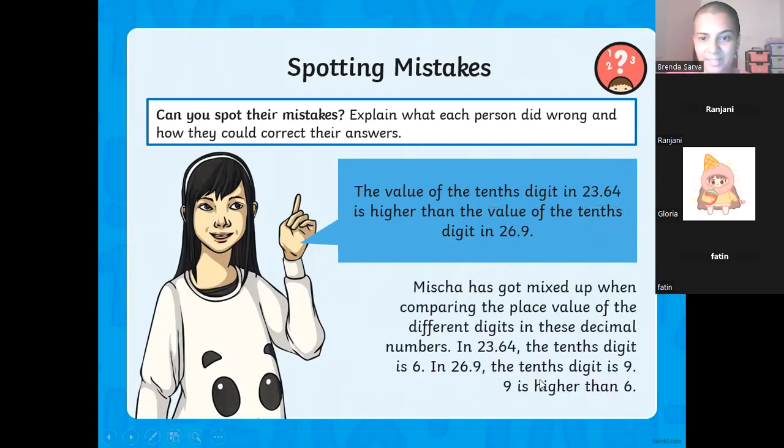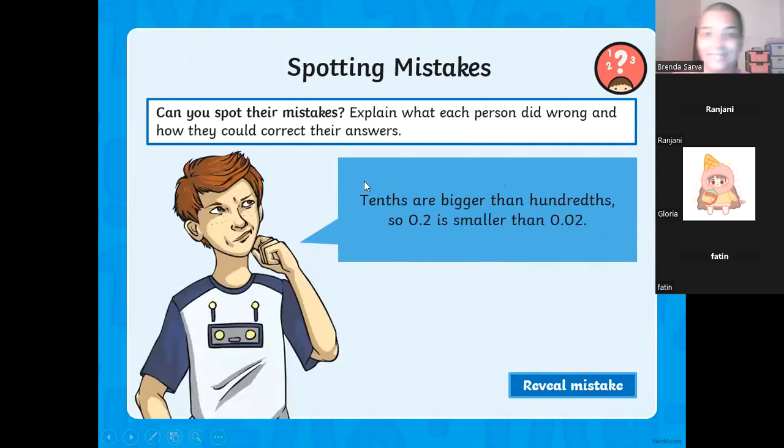Okay, so reveal mistake. Okay, the whole story that I just told you came out. Okay, fine. Now, third question. Okay, let's go. Tens are bigger than hundreds. So 0.2 is smaller than 0.02. Is this guy correct or wrong? I'm sorry. Okay, wrong. Sorry about that. All right, Gloria says wrong.